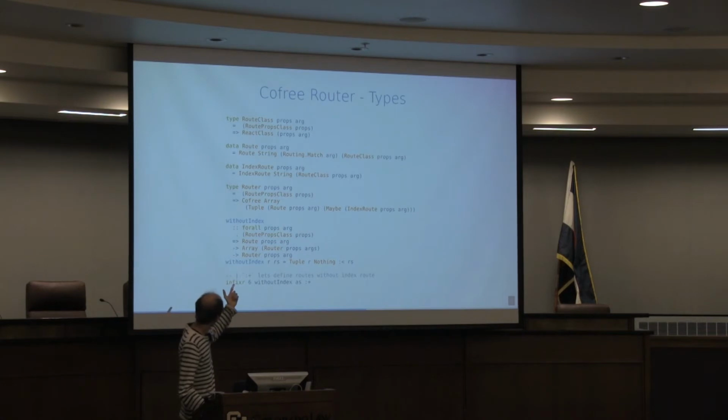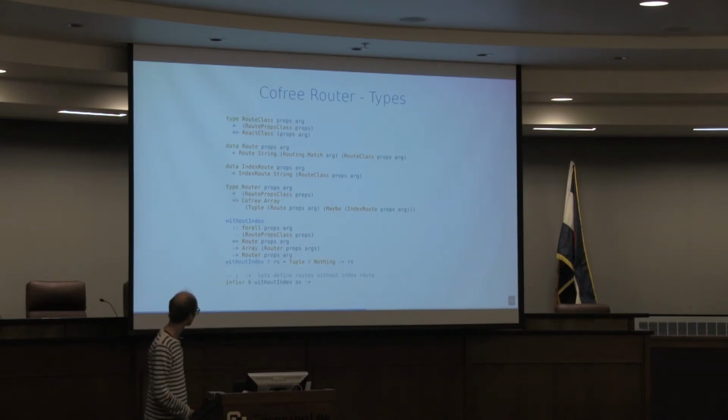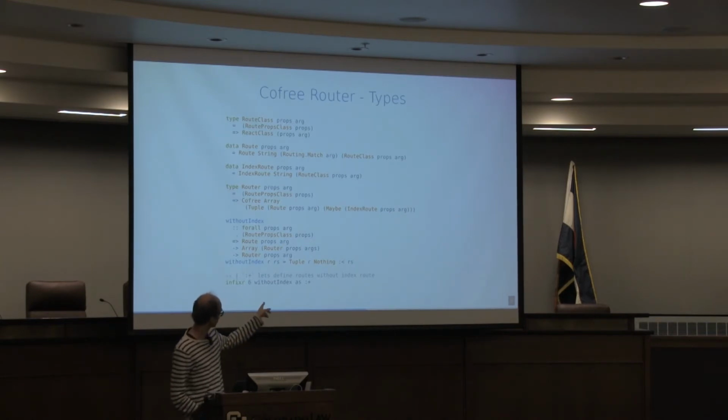And a router is a Cofree array of tuples, where the first thing is the route, and maybe you want to have an index that we're going to ignore for now. And there is this colon plus combinator that you can use when you want to create routes that do not have an index. Otherwise, you can use the colon greater.